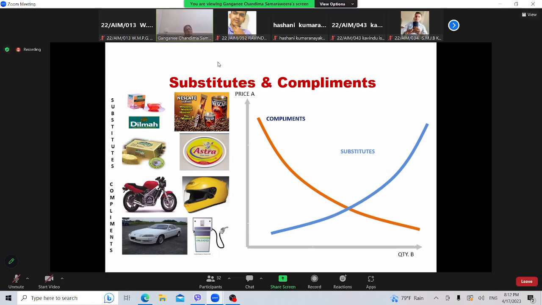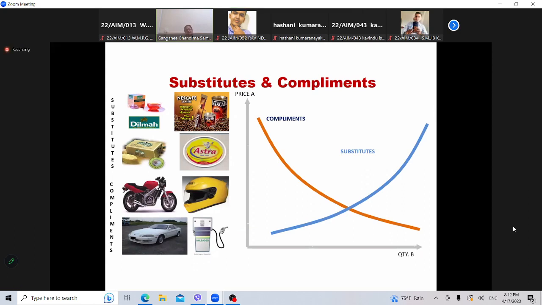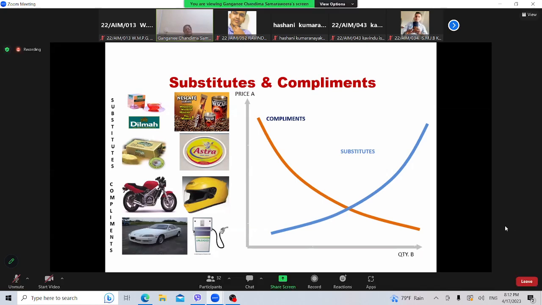But substitutes, if price of A is high, we can demand more and more B. If Coca-Cola price is high, we can demand more and more Pepsi. If butter price is high, we can demand more and more margarine. Now clear the effect of complementary goods and substitutes?